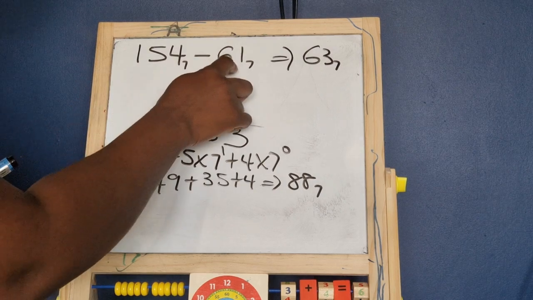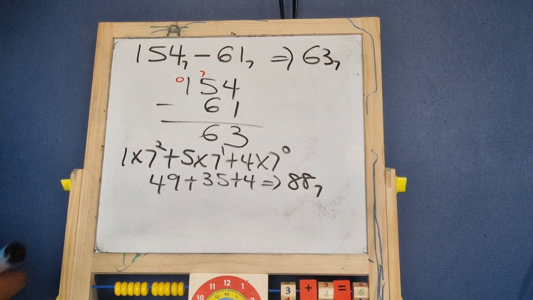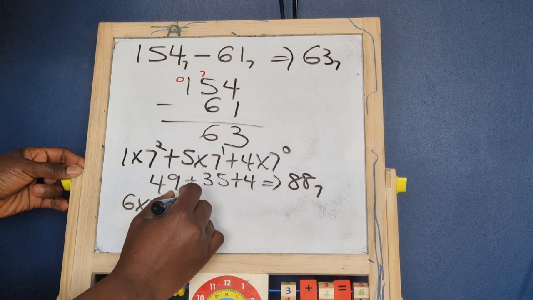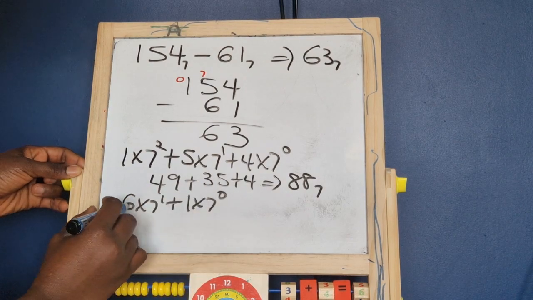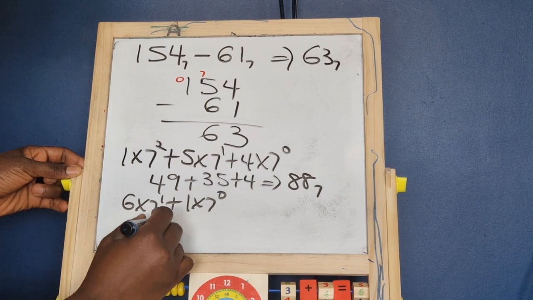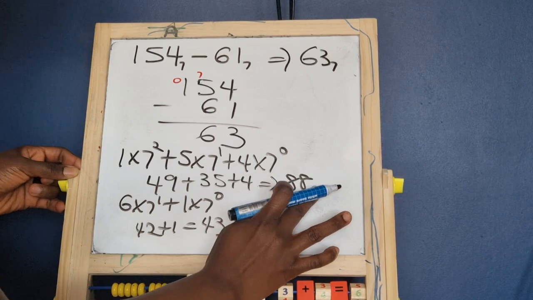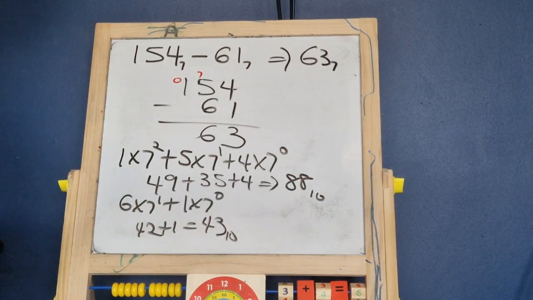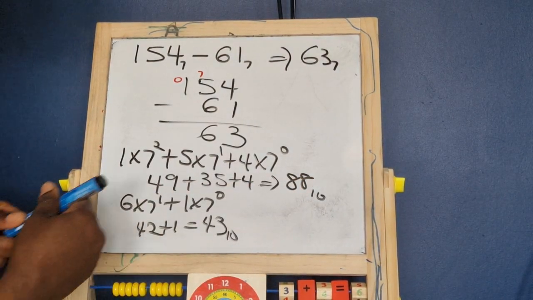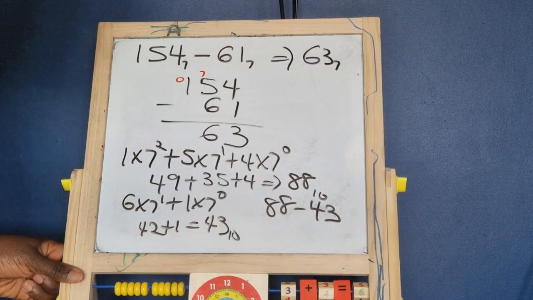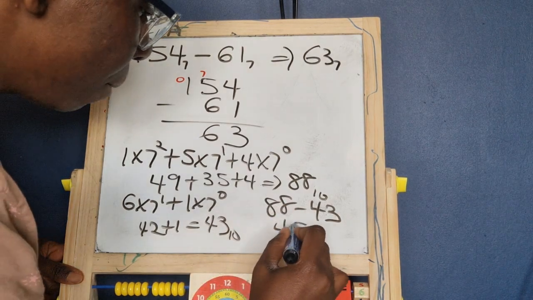And then you convert 61 also to base 10, so that we would have 6 times 7 raised to power 1 plus 1 times 7 raised to power 0. And this would be 42 plus 1, and that would be 43 base 10. Then we now subtract. We say 88 minus 43, that's in base 10, and then we would have 45 base 10.